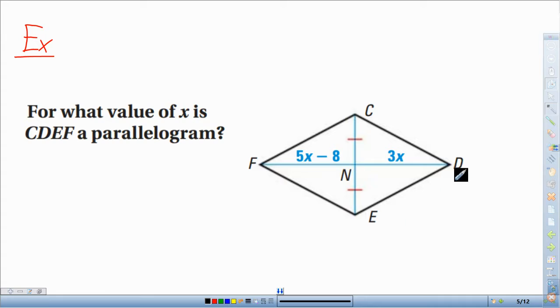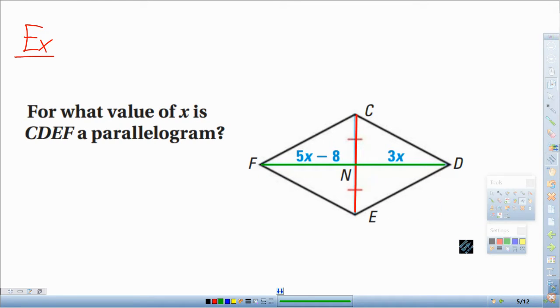Okay, let's try another example here. It looks like we're given diagonals, so go ahead, take a second, draw this, get your directions, and we'll do this one together. This is saying, for what value of x is CDEF a parallelogram? So what does x need to be for this thing to be considered a parallelogram? Well, here's what we know. We have diagonals here, right? We have this diagonal and we have this diagonal.